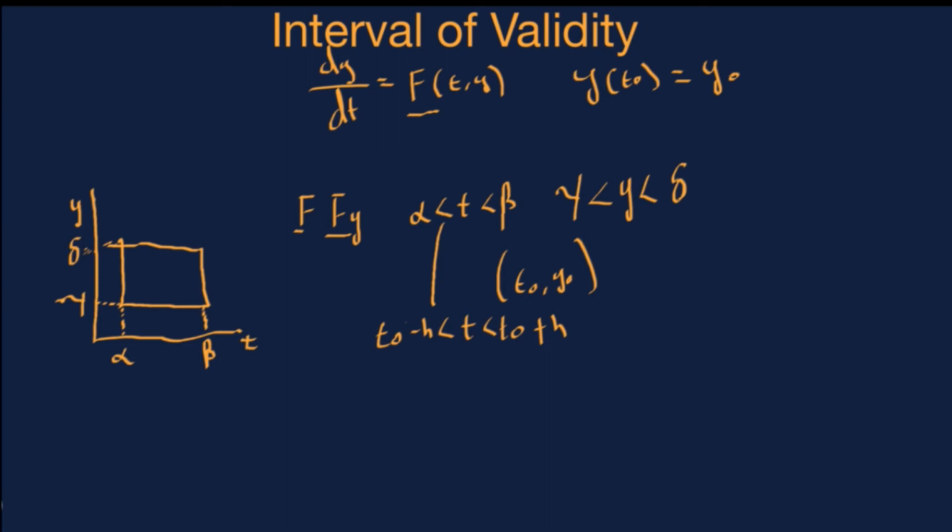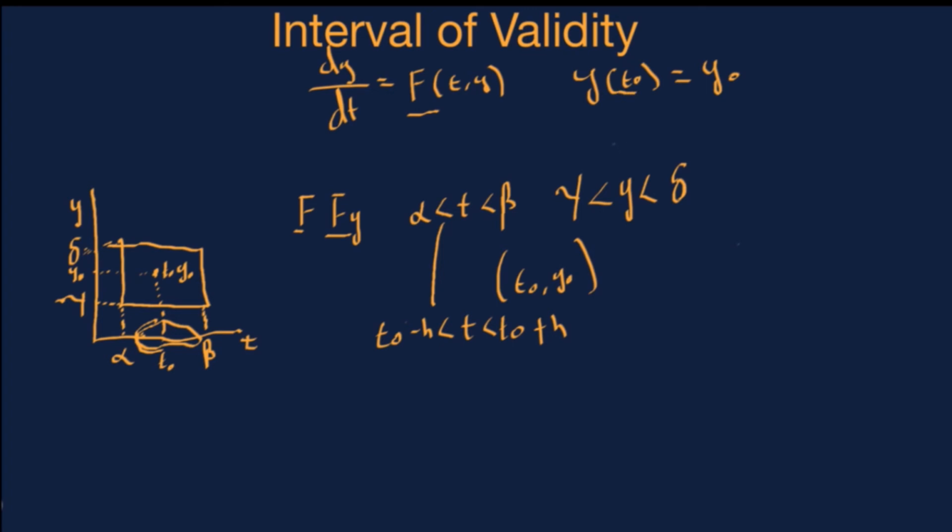And if the point t naught y naught is contained within this rectangle, which means this right here would be t naught, and this right here would be y naught, then there is a unique solution to our problem on some interval that contains t naught but is contained between alpha and beta.